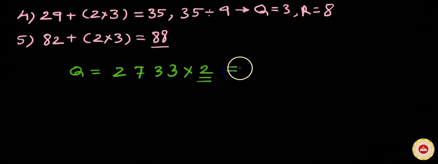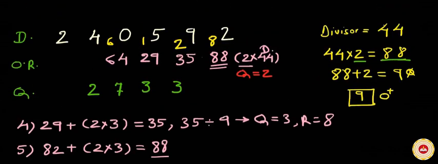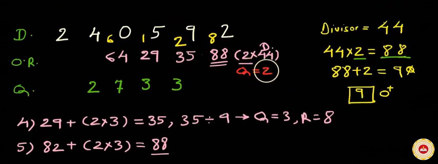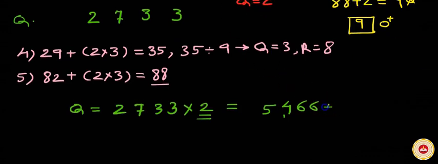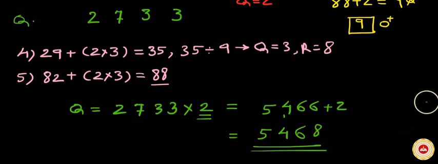Now let us multiply. 2 threes are 6, 2 threes are 6, 2 sevens are 14, 2 twos are 4 plus 1, 5. 5466. Now let us add this quotient. We use this quotient at the last step. So quotient 2, let us add this quotient 2 to this quotient. Okay, we get 5, 4, 6 and 8. Okay, so this is our final answer, friends.